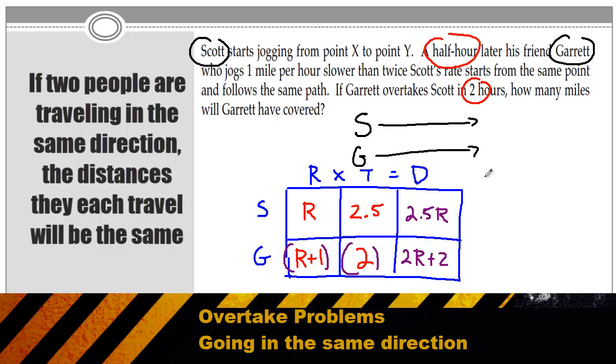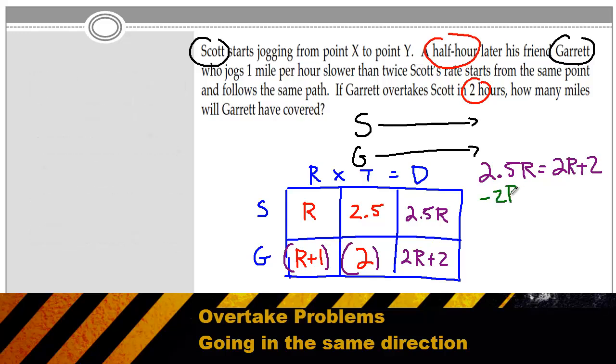Because they travel the same distance, we could write the equation that 2.5r is equal to 2r plus 2. Subtract 2r from both sides, and we get 0.5r is equal to 2, where r is equal to 4. Now we have to make sure we're actually answering the question they're asking. They're asking us, how many miles did Garrett cover?